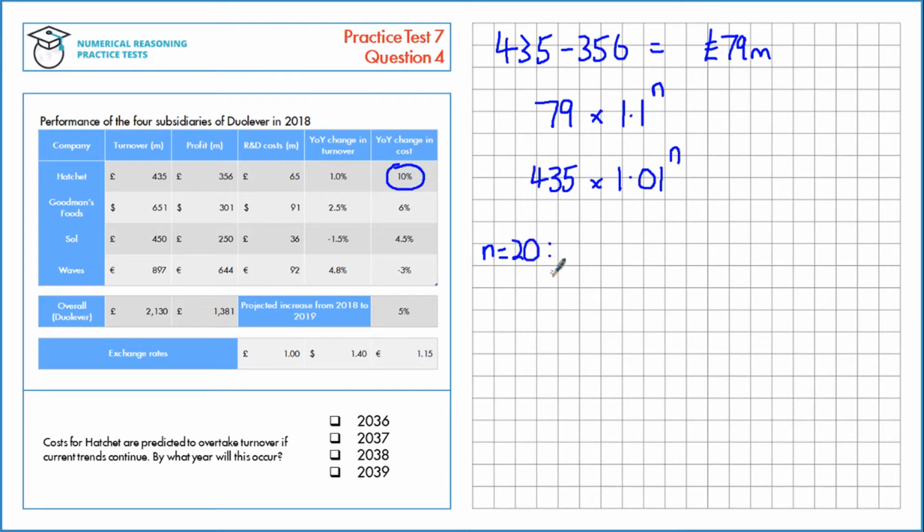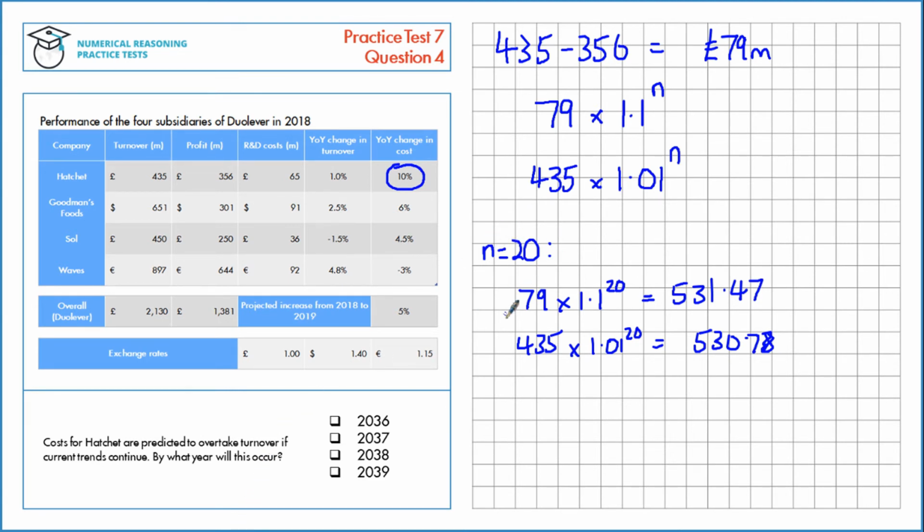So the first value of n that works for this is n is 20, and I'll just do the calculations for this. 79 times 1.1 to the power 20, that's 20 years, is 531.47. And for the turnover, 435 times 1.01 to the power 20 equals 530.78. So obviously this one is greater than this one, which is what we wanted: costs to be greater than turnover.